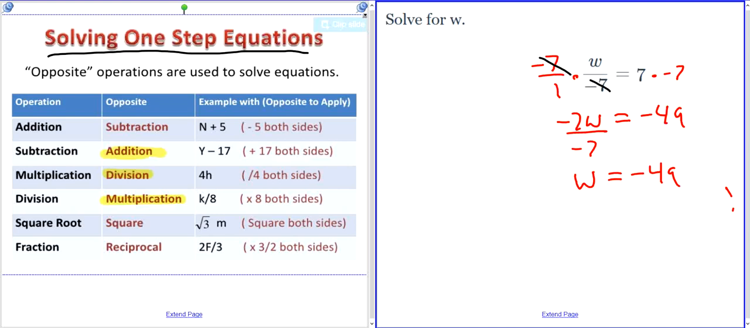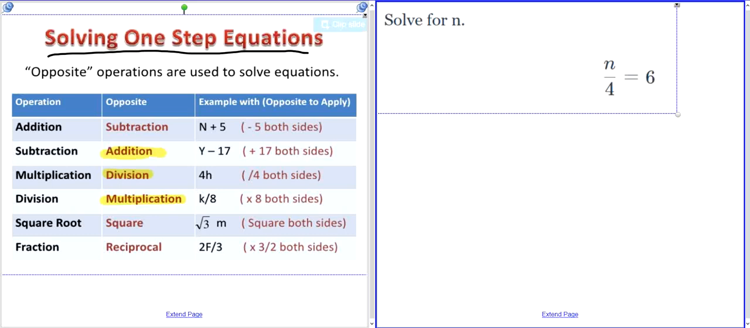Let's take a look at another example here. Alright, here we want to multiply by 4. So we're going to multiply by 4 over 1 and then multiply by 4 here. The 4's are going to cancel out. N over 1 is going to leave me with n. It's equal to 6 times 4, which is 24.